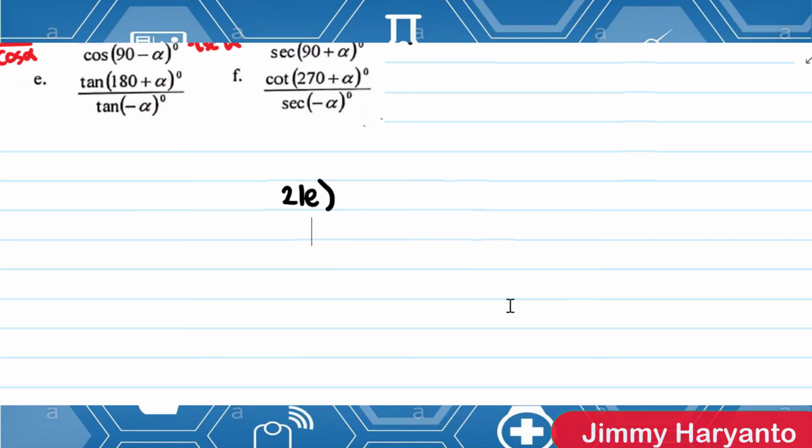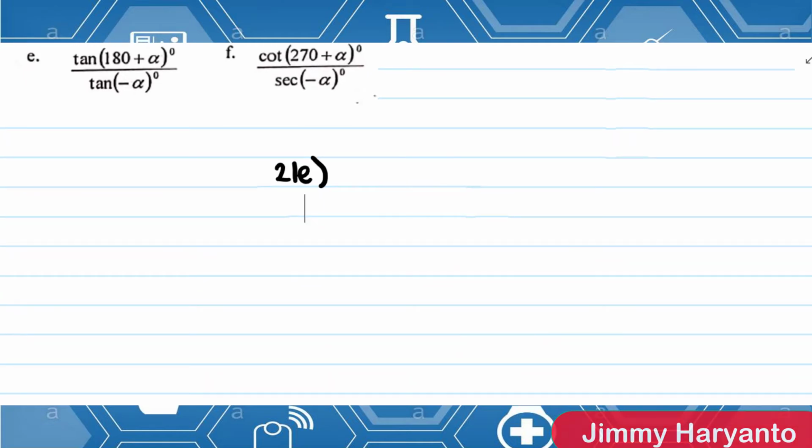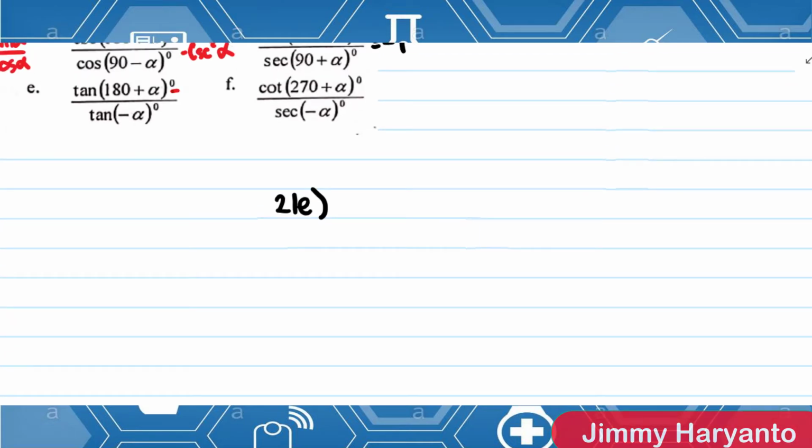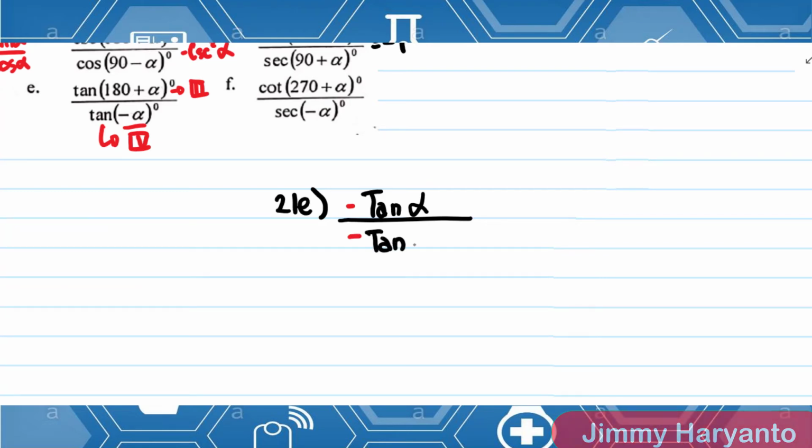Next is 21e. We have tan 180 plus alpha over tan negative alpha. So for this one, that is quadrant 3. In quadrant 3, tan is negative. The benchmark is normal, so I will write tan alpha. Does not need to change the tan. And then for tan negative alpha is in quadrant 4, remember that. And then tan in quadrant 4 will be negative, and then the benchmark is normal, so it will be tan alpha negative, equals to 1. So this one will be 1.